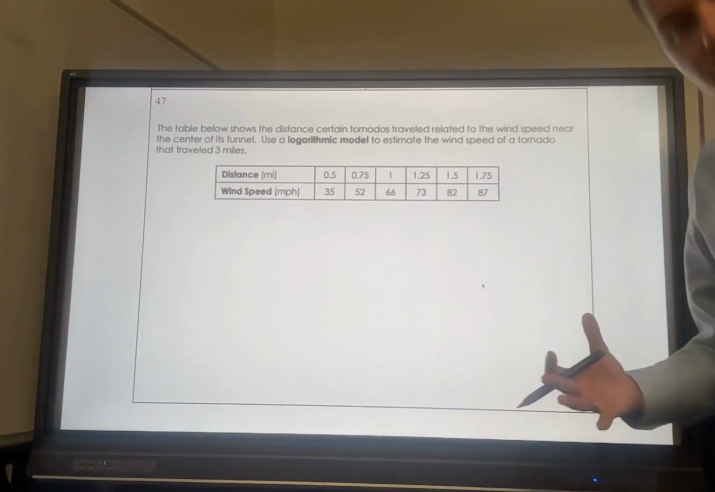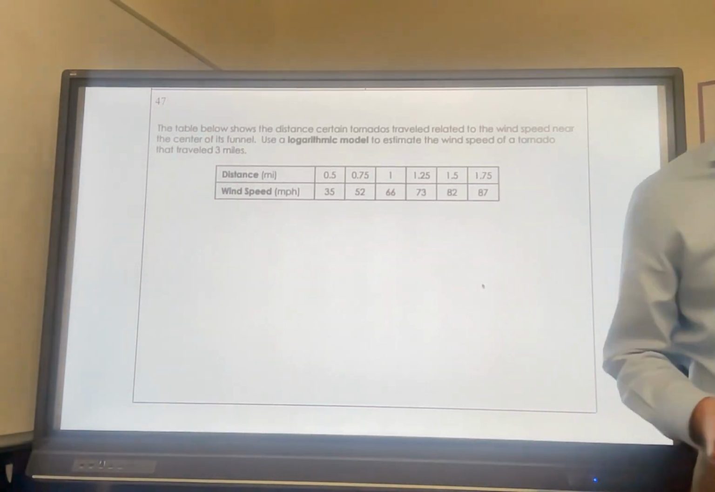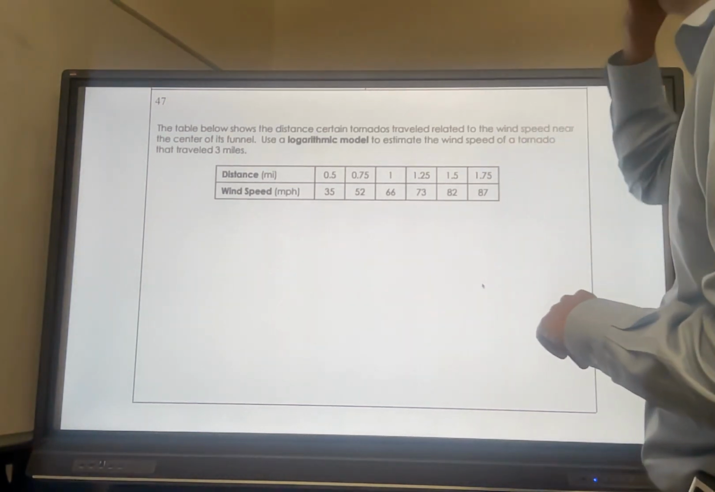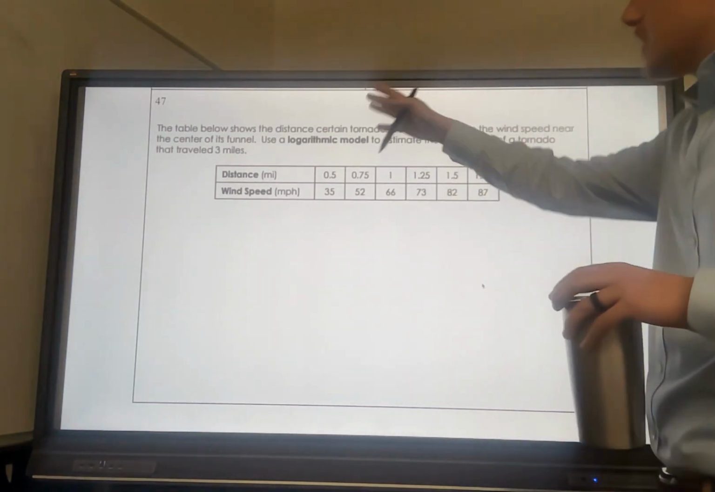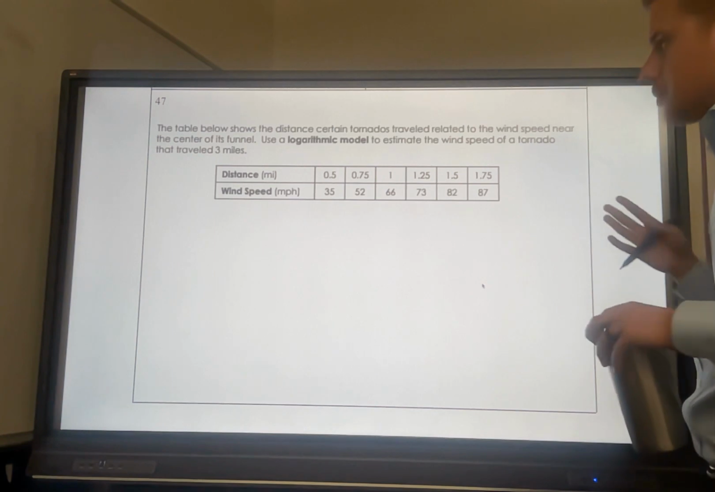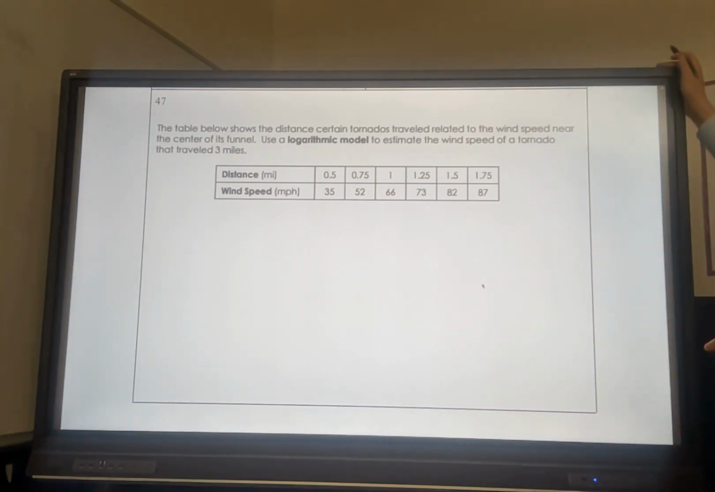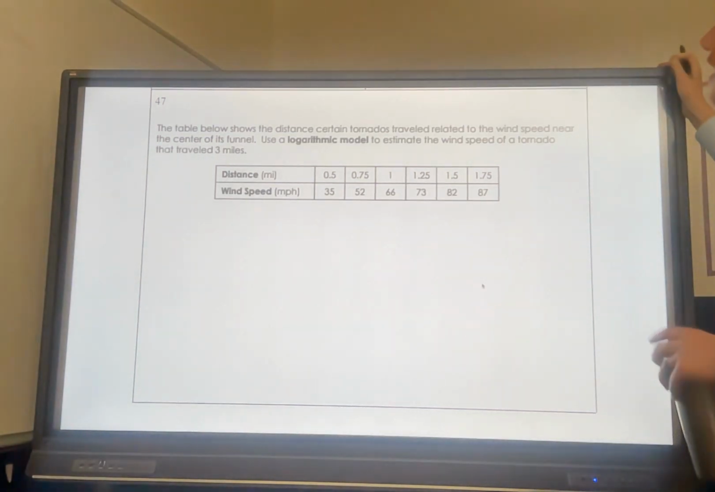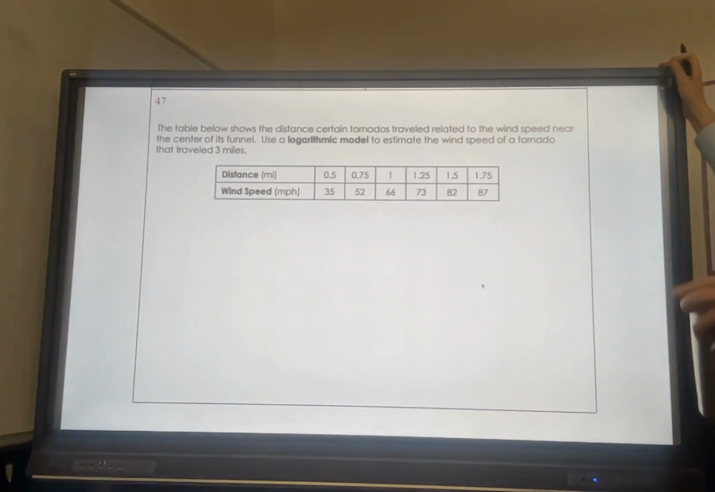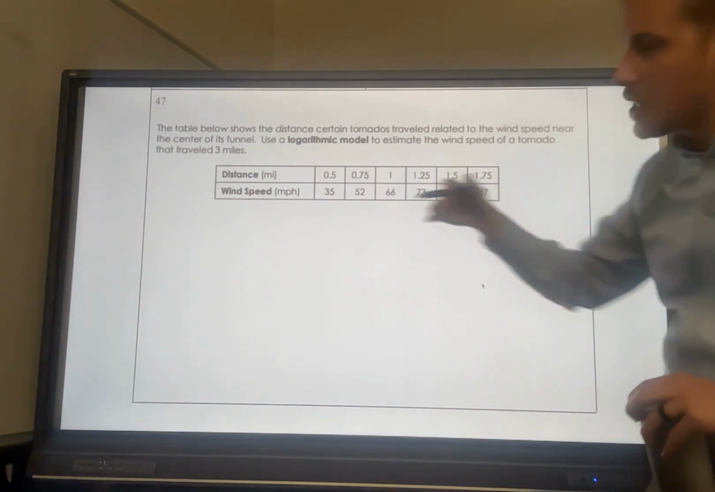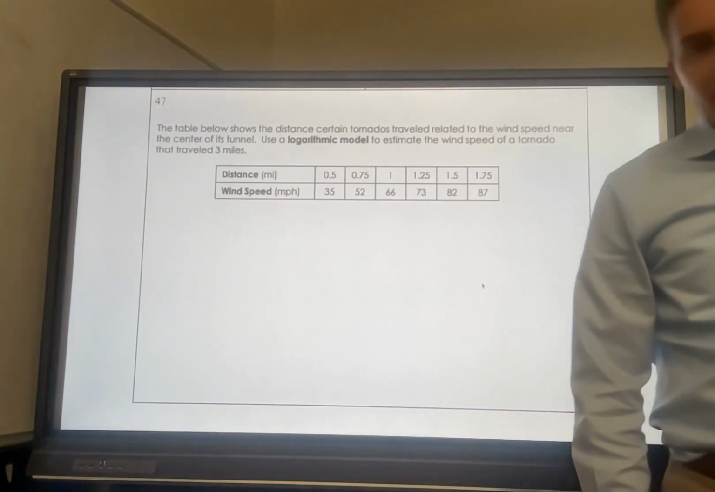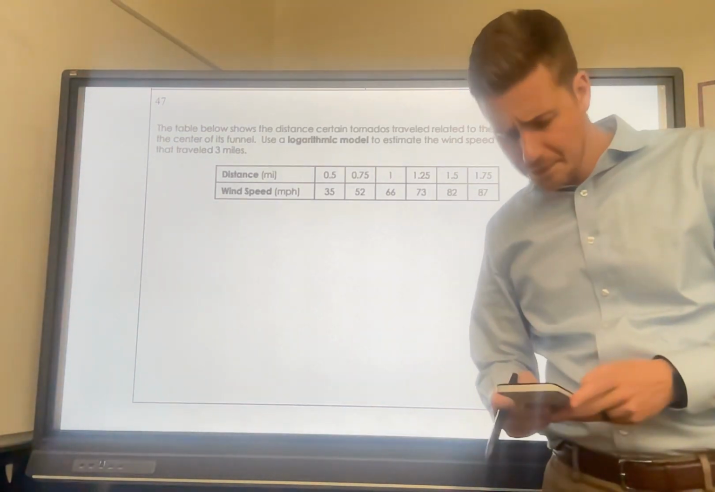All right, last question, question 47. Who's excited? So question 47. The table below shows the distance certain tornadoes have traveled related to the wind speed near the center of the tornado. Use a logarithmic model, ln regression, to estimate the wind speed of the tornado that's traveled 3 miles. So I'm going to kind of write out the steps for what y'all need. Y'all definitely need a graphing calculator to do this, but I'll write out kind of what you need to do.